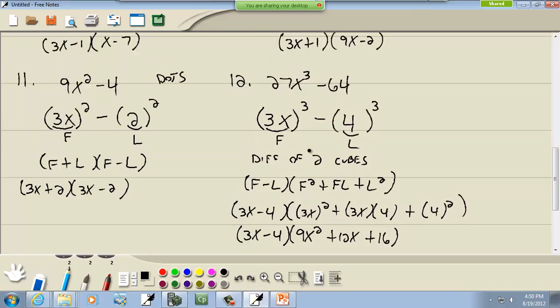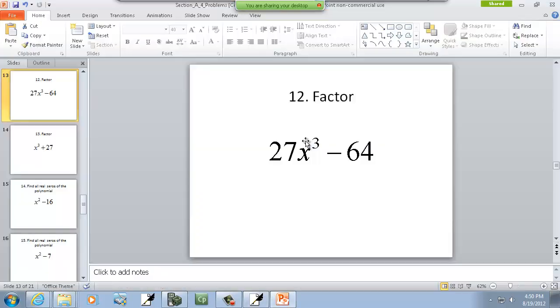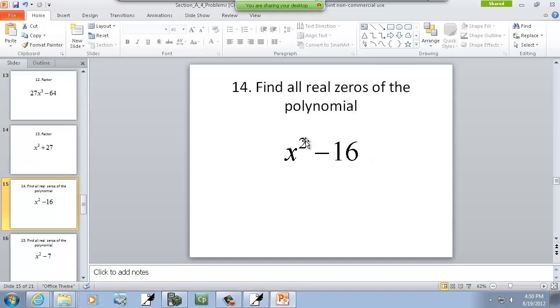And yeah, might have room for the last factoring one. I think this is the last one.